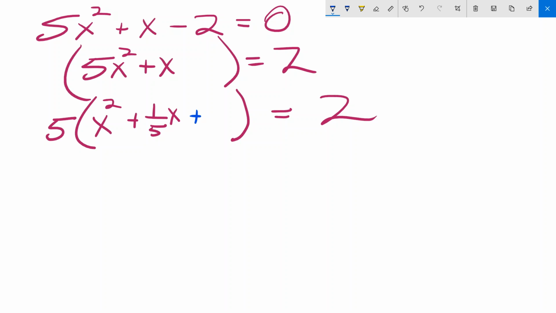So then it'd be half of 1/5 squared. So that's 1/10 squared is 1/100th. Not x, just 1/100th. Okay. Now we can divide both sides by 5. Not yet. I just added a blue number to the left side of the equation. I can't do anything until I balance it on the right side.